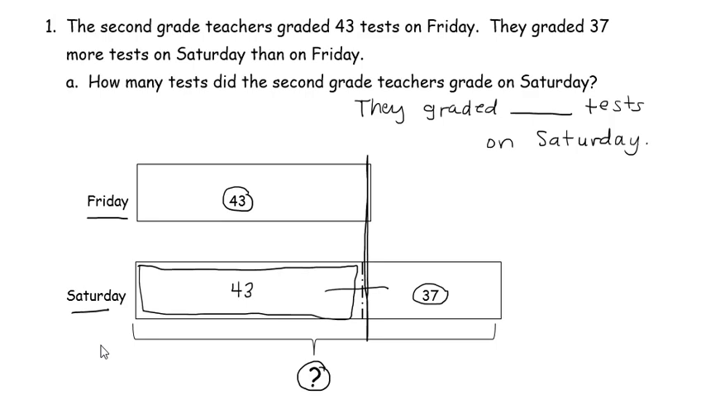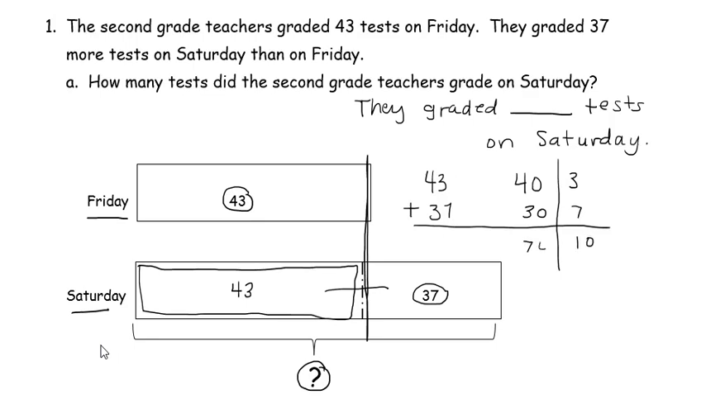I am going to, let's do expanded form. So 43 plus 37. Well, 43 is the same as 40 and 3. 37 is the same as 30 and 7. I'll add my ones column. 3 plus 7 is 10. 40 plus 30 is 70. 70 plus 10 equals 80. That means that they graded 80 tests on Saturday. So this whole tape now represents 80 tests.